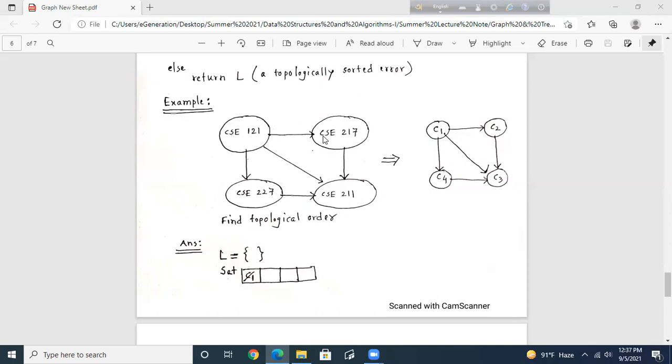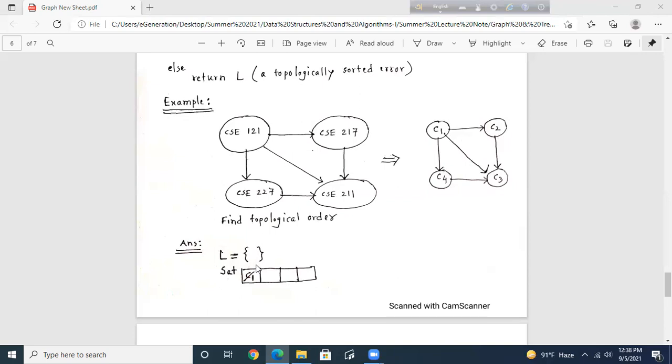Similarly, dear student, this part also does not contain any cycle. Since this graph does not contain any cycle, this graph is an acyclic graph. The directions are here and the acyclic condition is satisfied, so I can do the topological order, dear student.